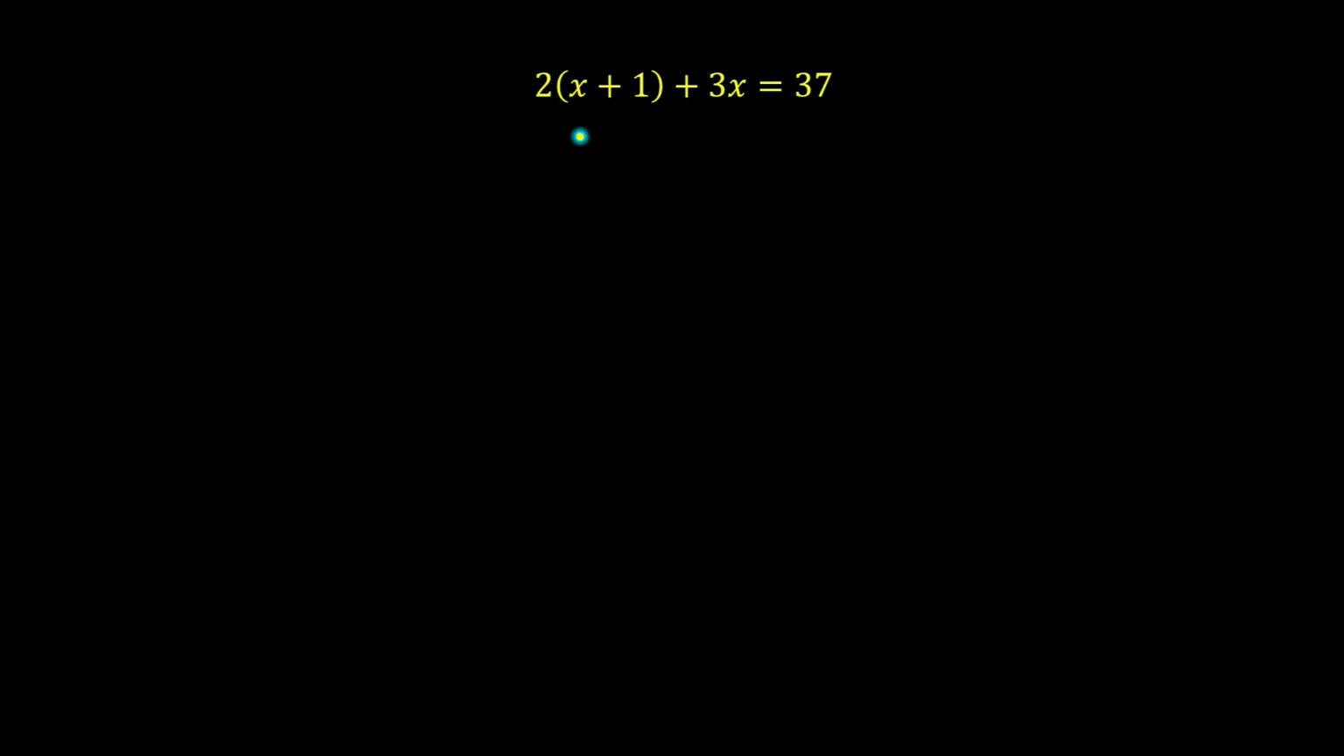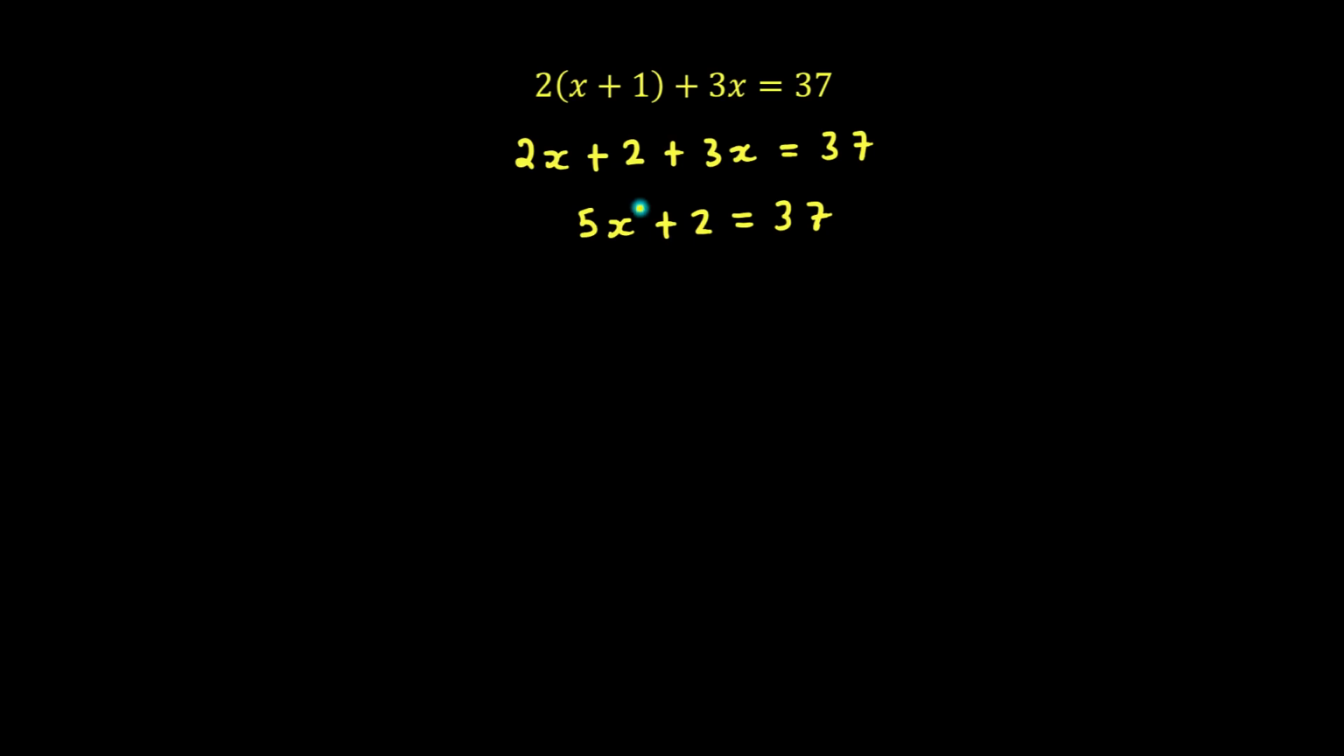Now here's another example. Now in this one we have a bracket and plus we have another 3x term. So what we need to do, exactly the same, we need to deal with the brackets first. Let's go ahead and do that. So 2 times x will give me 2x plus 2 times 1 will give me 2. That will give me plus 3x, which is equal to 37. Now what I need to do, I need to collect all the like terms. So 2x plus 3x give me 5x plus 2, and that's equal to 37.